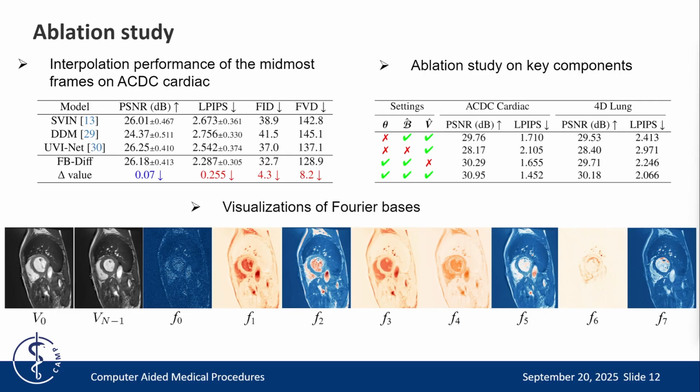The second ablation study is on the key components. You can see the general motion patterns set, the extracted Fourier basis B, and the coarsely reconstructed results V. They are all important to the final interpolation performance.